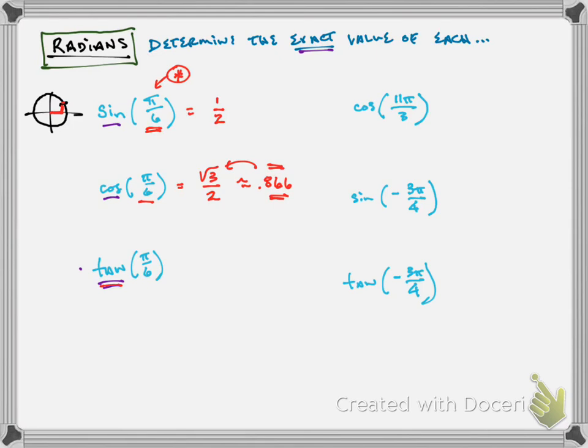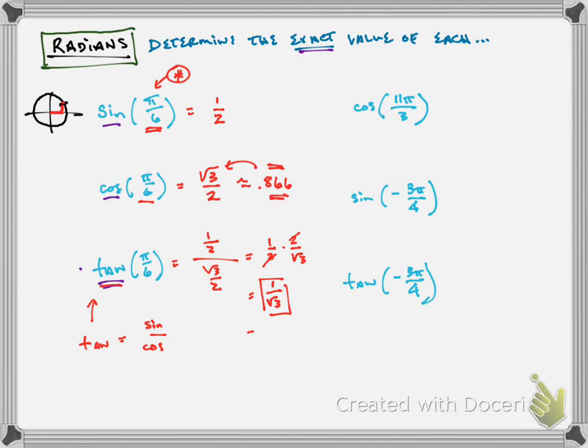The tangent of pi over 6, well, the tangent is defined as sine over cosine. So if I want to find the tangent of pi over 6, I can take the sine of pi over 6, 1/2, and divide it by the cosine of pi over 6, root 3 over 2. Now dividing by root 3 over 2 is the same as multiplying by its reciprocal. So this is the same as 1/2 times 2 over root 3. Those 2's reduce. We get 1 over root 3, which is certainly acceptable.